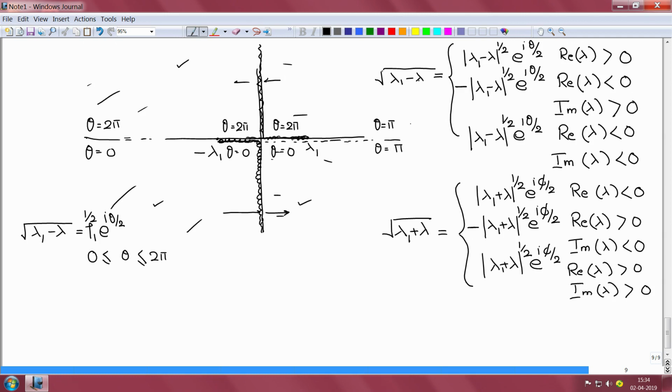With respect to phi, here phi was equal to 0, phi was equal to 0, phi was equal to pi. Here phi is equal to pi. Here phi is equal to 2 pi.